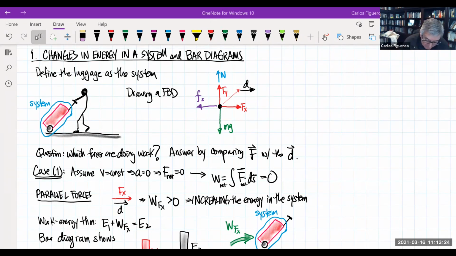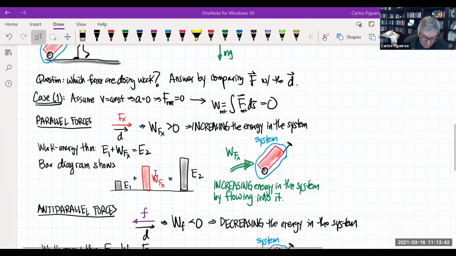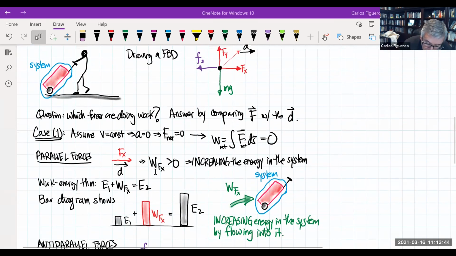So when I look at this thing, I'm going to do two cases. I'm going to start off with the case of constant velocity. Then I'm going to change mine to have acceleration. So let's look at this thing. Looking at the free body diagram and the direction of the displacement, the force F of X and D are pointed in the same direction. Because they're pointed in the same direction, that's positive work. So that means that this work is going to increase the energy of the system.